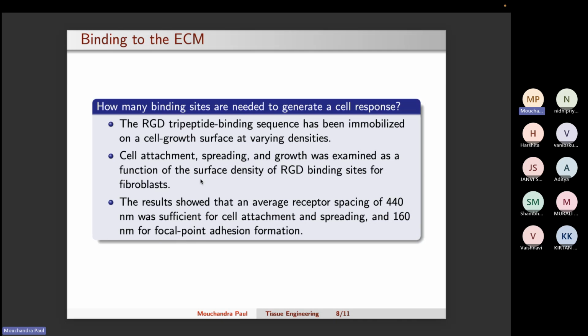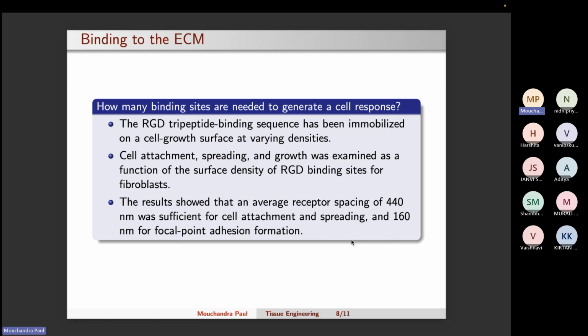Okay, so what these statements tell us is that the surface density of the RGD peptide should be such that there is an average distance of 440 nanometers between two RGD peptides. If that is there, then only the cell will properly adhere and spread. Whenever we seed cells from a cell suspension, the first thing the cell does is adhere and spread, or try to take up its morphology. Once that is done, then only it will be able to respond to a particular signal.